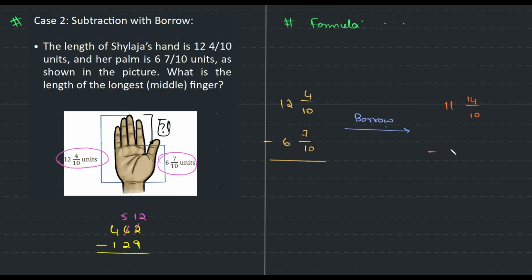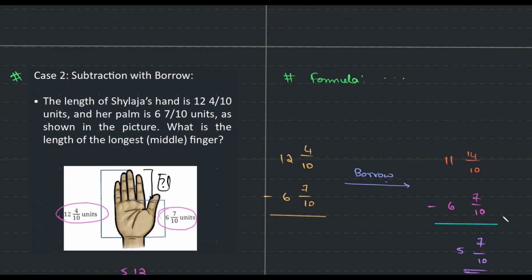And this minus this particular value, a line, and then the subtraction. 14 and 7 will give me 7/10. And we have 5. So we have 5 and 7/10 units. Okay, so that is our answer.